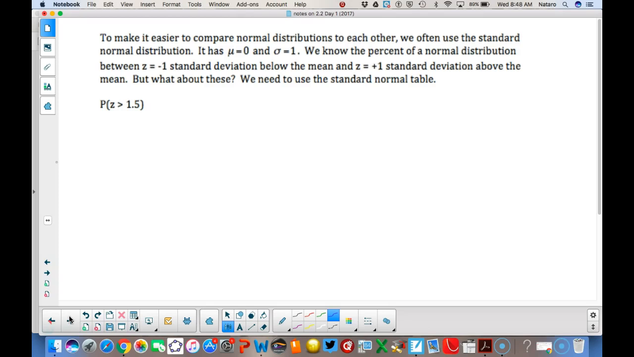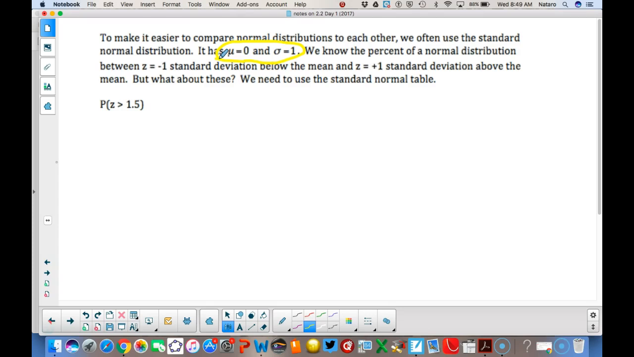So if we're going to compare different normal distributions, it's easier to compare them if we talk about something called the standard normal distribution. The standard normal distribution has a mean of 0 and a standard deviation of 1. It's very important to know this fact, so you might want to circle it or highlight it in your notes. And what we're going to do then is use a standard normal table to figure out the answer to the question, what is the area to the right or left of a specific cutoff?